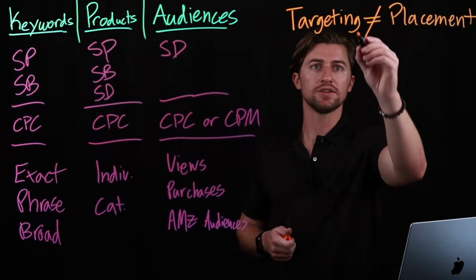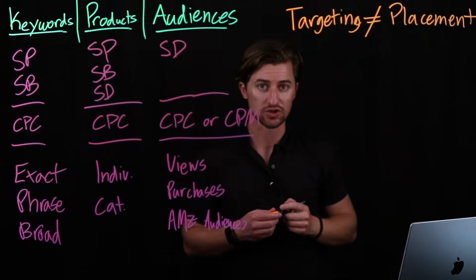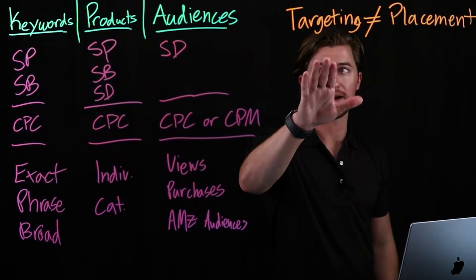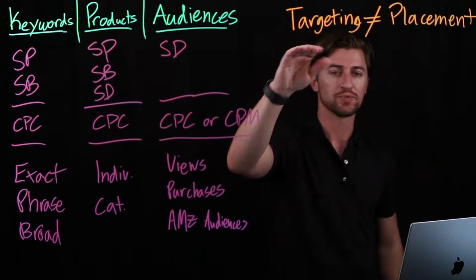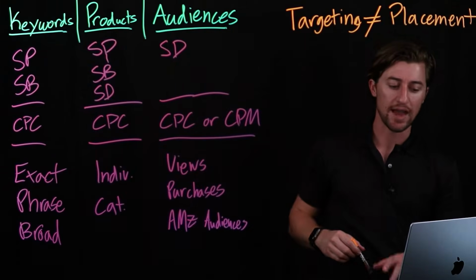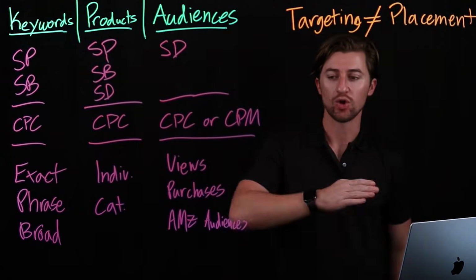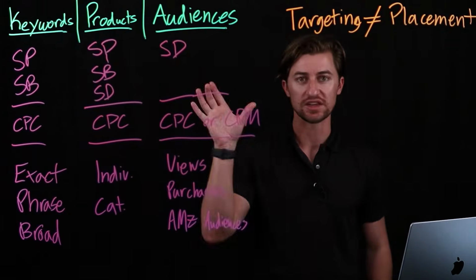And we will later on talk more specifically about placements and how we can control those on Amazon. But for the time being, I just want everyone to keep in mind that when we're talking about these different targets, whether it's keywords, products, audiences, we're not talking about where on the Amazon platform our ads are appearing. We're talking about who we are targeting. Targeting is very much pertaining to the customer.